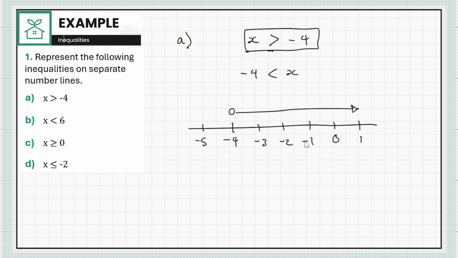Now, it's important to note that I've left this little circle empty because it doesn't include negative 4. Every value in between these values on the number line is going to be included, but everything equal to negative 4 and below it is not going to be included. If we were to include it, we would use greater than or equal to, and then I would color this in.